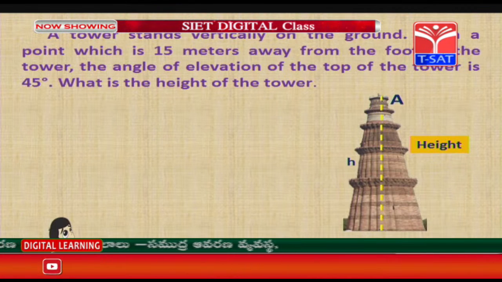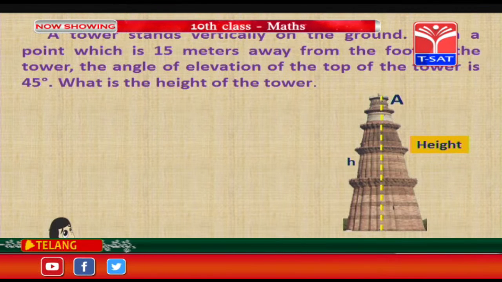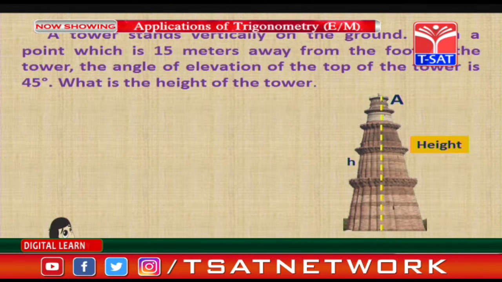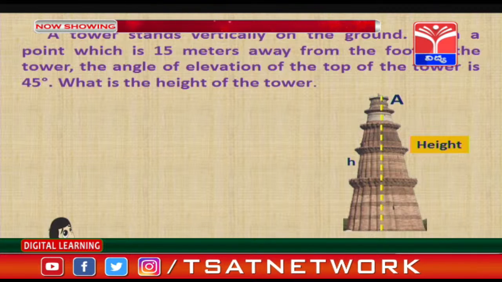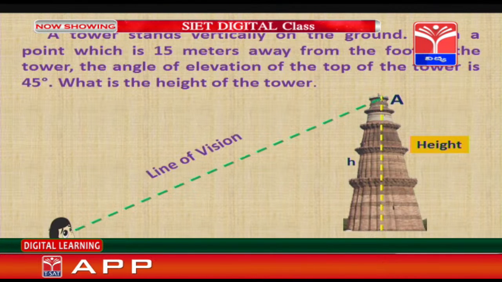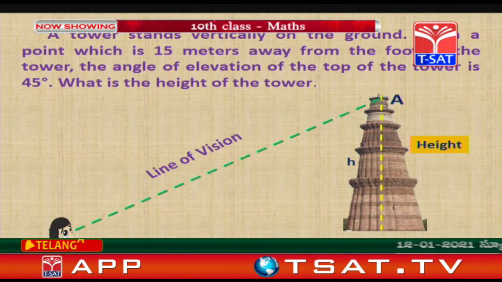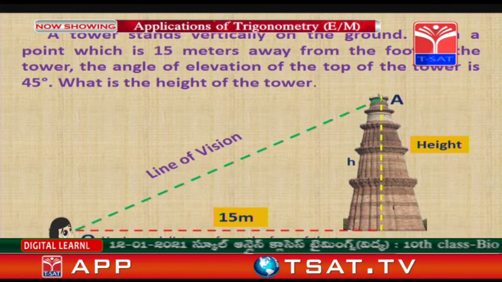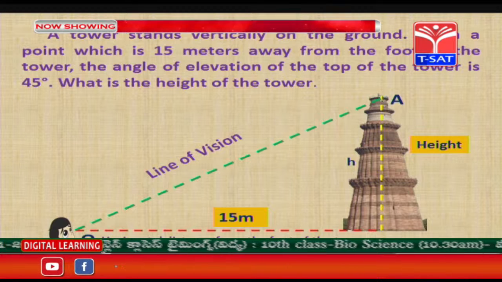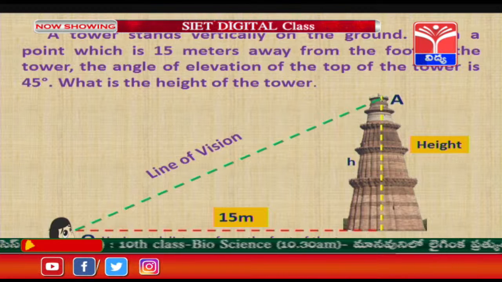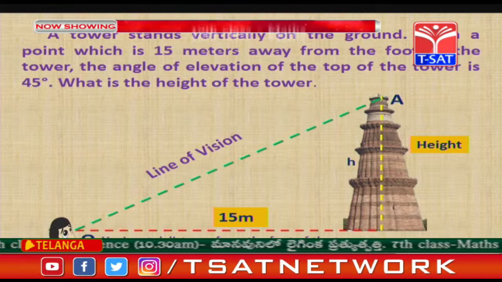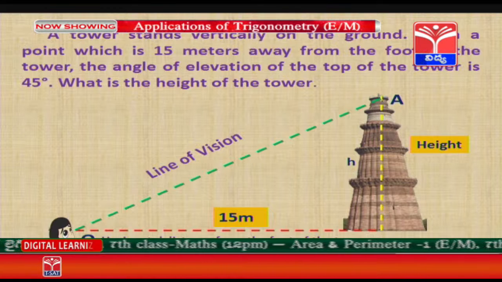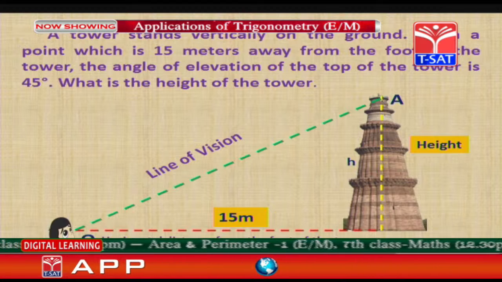So, the height of the tower, let me think, it is a vertical line, I will be calling it as AB, and I will think that the height of the Qutub Minar or that particular tower is H. Now, this is called line of vision. What about this? Horizontal line, as we have discussed. So, this is called the distance between the observer and the foot of the tower. Here the point B we call it the foot of the tower.